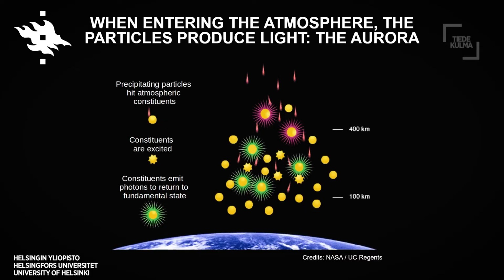When a particle precipitates, let's say it's an electron, the more it goes down in the atmosphere, the more likely it is that it will encounter an atmospheric constituent. Such a constituent can be an atom, a molecule, or an ion. And when it's hit by the precipitating electron, the constituent gains some energy. It switches to an excited state, which is not stable. So the constituent has to release this excess energy. And it can do that by emitting a photon, which is a grain of light. So in the end, the aurora is just a collection of all those photons emitted by excited atmospheric constituents because of precipitating particles from space.